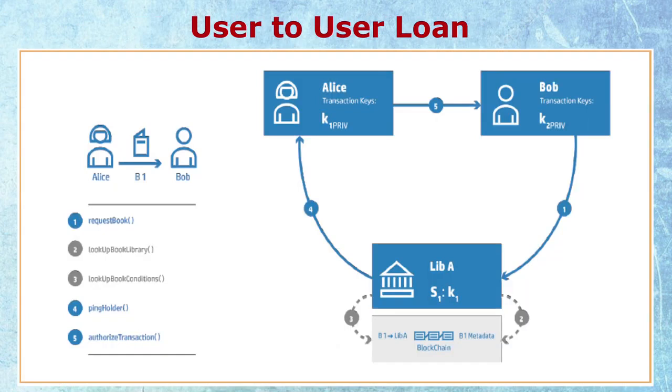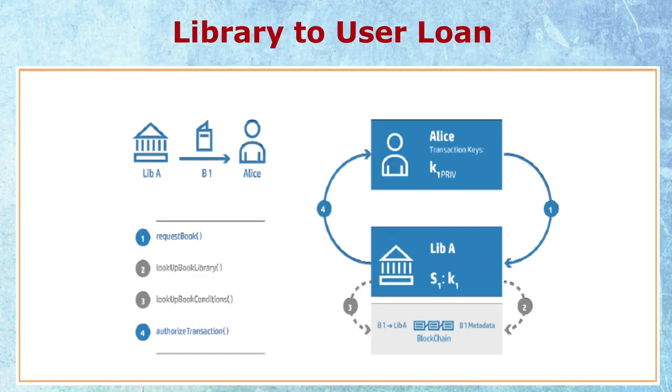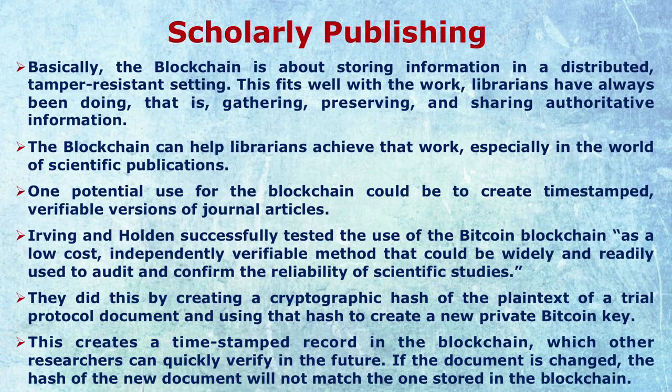User-to-user loan may be availed using blockchain technology, as you can see in this slide. Library-to-user loan can be extended as given in this image. Blockchain technology can be used in scholarly publishing as well. Basically, the blockchain is about storing information in a distributed, tamper-resistant setting. This fits well with the work librarians have always been doing, that is gathering, preserving and sharing authoritative information. The blockchain can help librarians achieve that work, especially in the world of scientific publications.